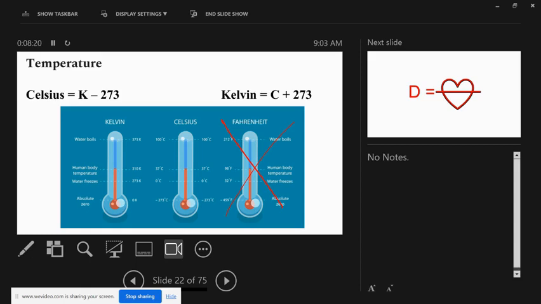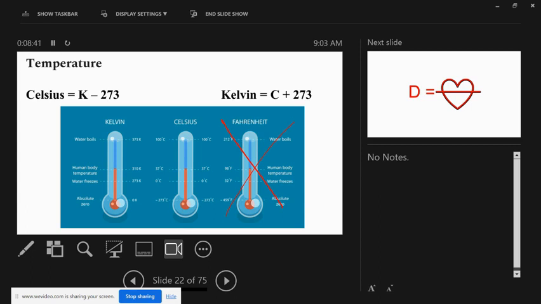So Celsius will equal Kelvin minus 273. I have those formulas for you at the bottom of that page. Kelvin then is degrees Celsius plus 273.